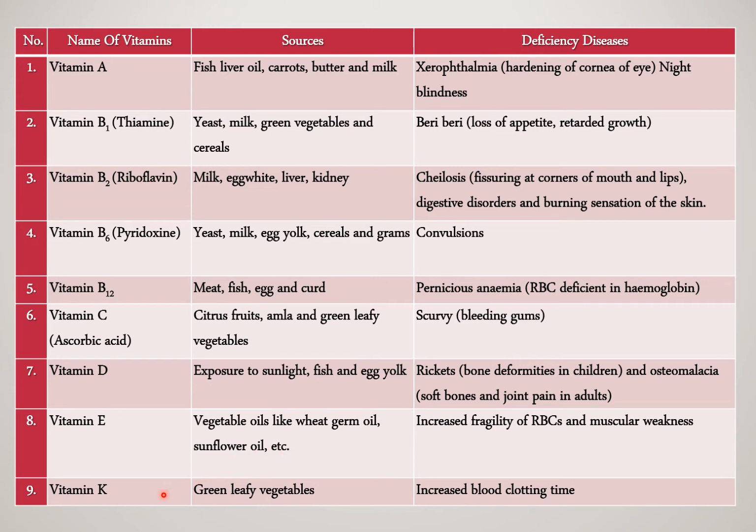Vitamin K, the deficiency of this will increase the blood clotting time. You know that the blood should clot quickly within a specific period of time. Otherwise, any person could bleed to death if the blood would not clot quickly. So, if there is a deficiency of vitamin K, it takes more time for the blood to clot, and this is a severe problem. This can be sorted out by taking green leafy vegetables so that they provide vitamin K.